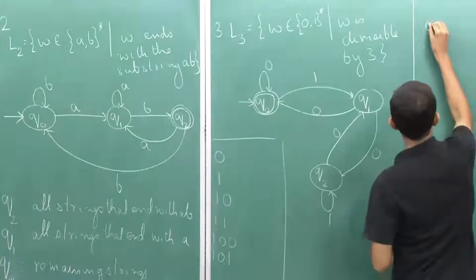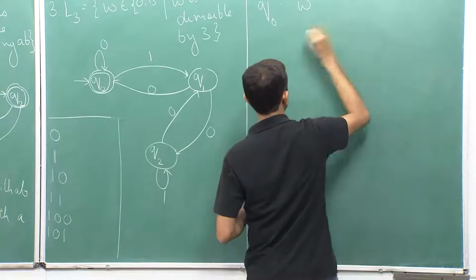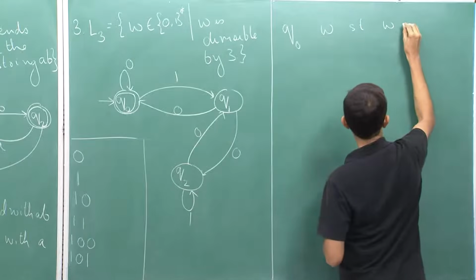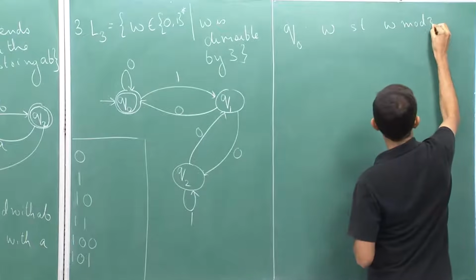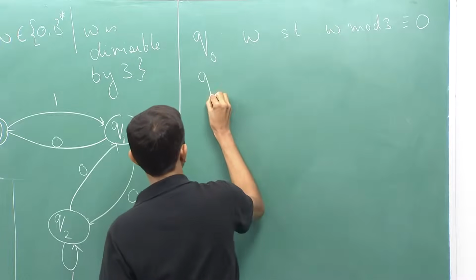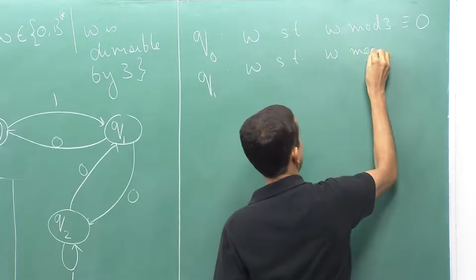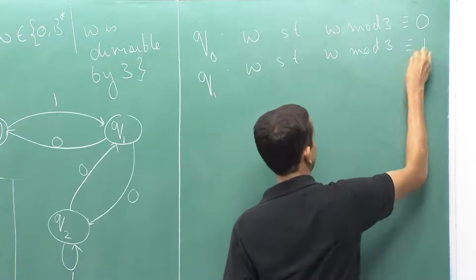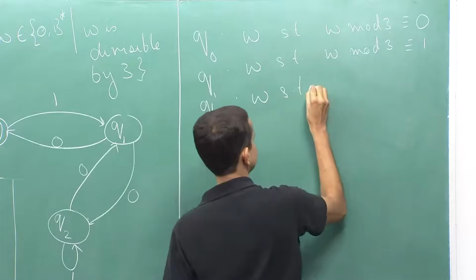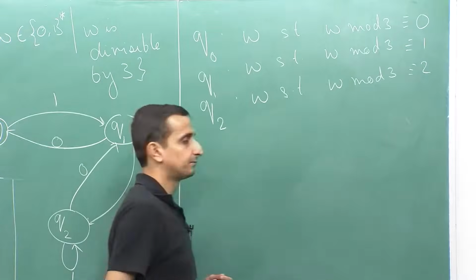So, once again, Q0 is all strings W such that W mod 3 gives remainder 0. Q1 corresponds to all strings W such that W mod 3 gives remainder 1, and Q2 corresponds to all those strings that leave a remainder 2 when divided by 3.